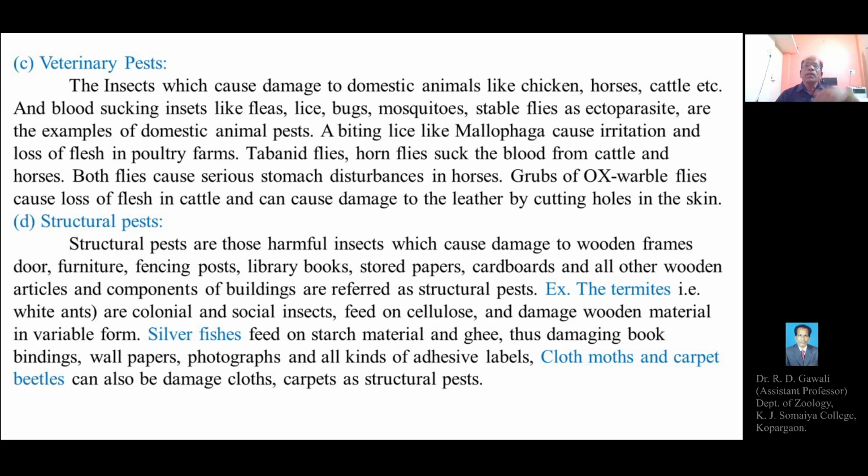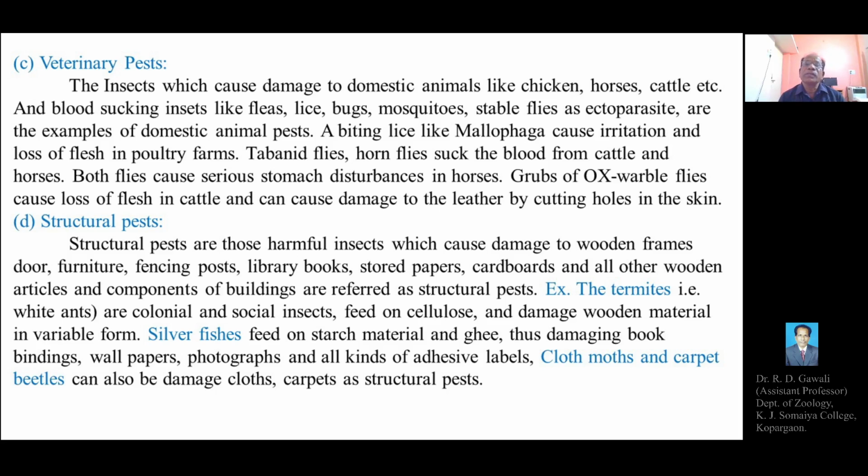So these are the different types of insect pests such as fleas, lice, bugs, mosquitoes, and stable flies. These attack different domestic animals, causing loss and leading to serious health hazards to the domestic animals.